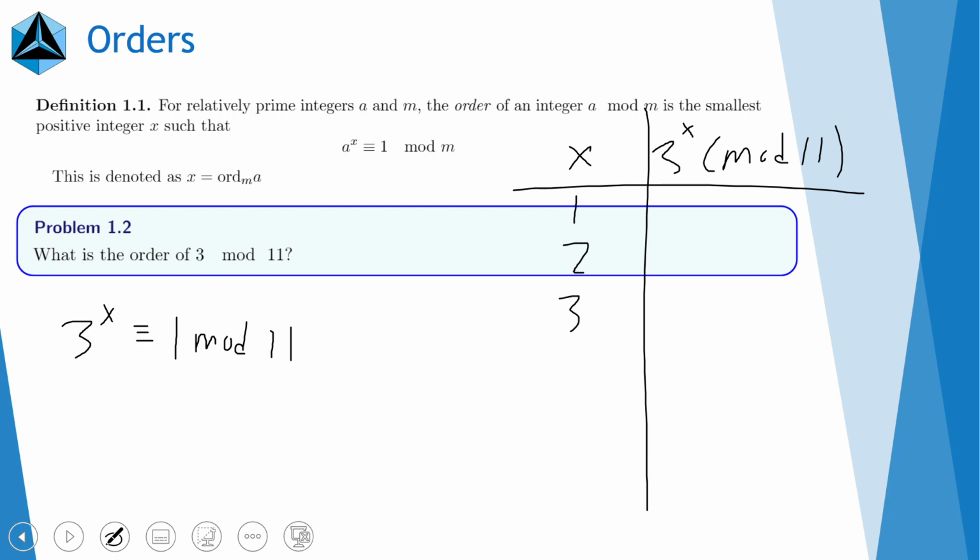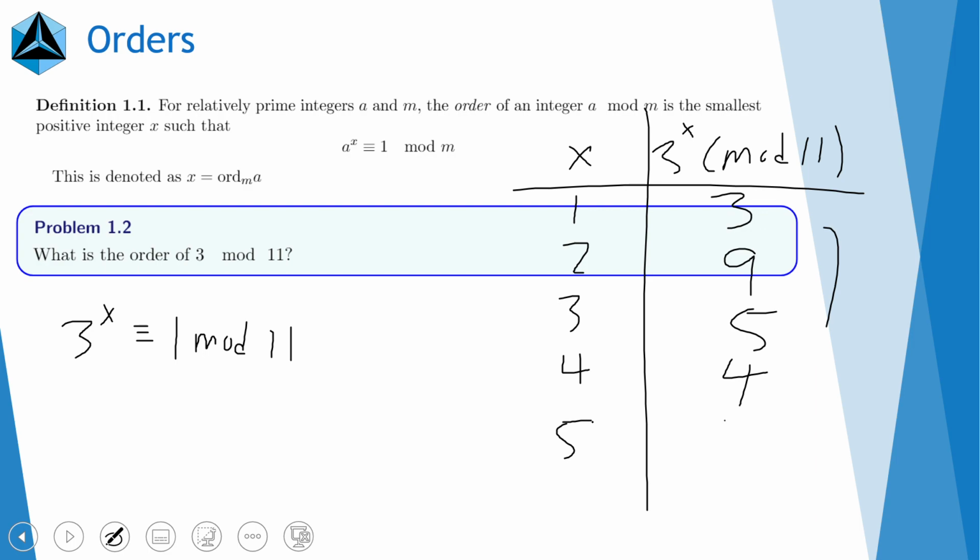When x is equal to 1, 3 to the x is 3. When it's 2, we have 9. And when it's 3, we have 27. But remember, we're working mod 11, so we replace this with its mod 11 counterpart, which is 5. None of these are equal to 1, so we keep going. When x is equal to 4, we get 15 mod 11, which becomes 4.